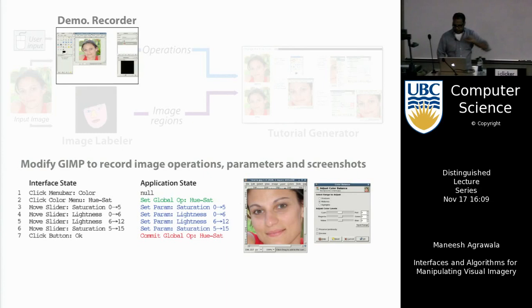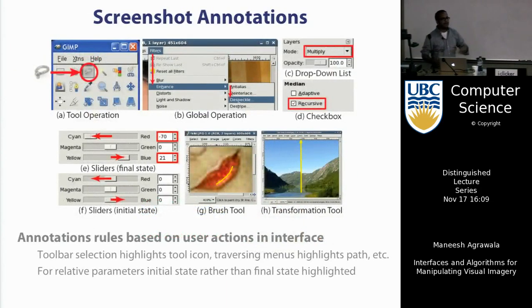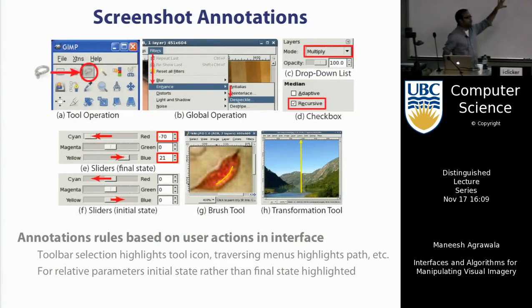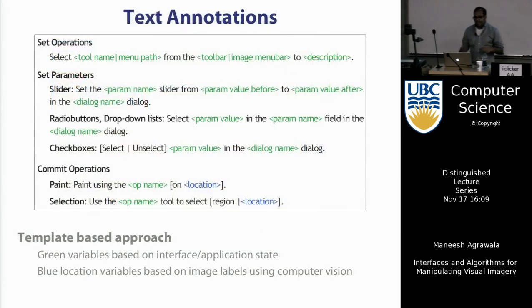But once we have this information, the next step is to take our screenshots and annotate them, highlight the interface elements that the user has to work with as they're trying to perform each step. So here we highlight elements in the toolbar, highlight the navigation to menu items, and so on. And finally, we want to create text annotations. And here we use a template-based approach. These are the templates that I'm showing you here.